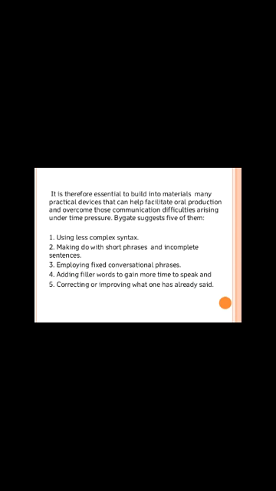It is therefore essential to build into materials many practical devices that can help facilitate oral production and overcome those communication difficulties arising under time pressure. Bygate suggests five of them. 1. Using less complex syntax. 2. Making do with short phrases and incomplete sentences. 3. Employing fixed conversational phrases. 4. Adding filler words to gain more time to speak. And 5. Correcting or improving what one has already said.